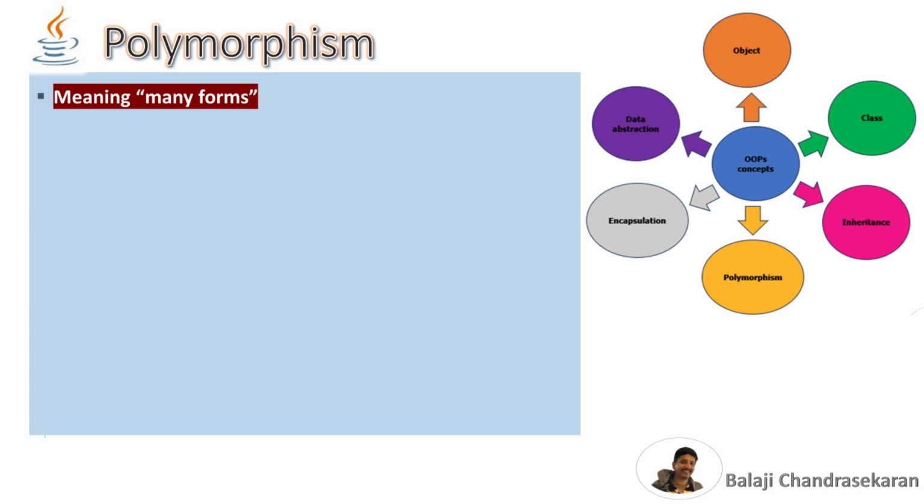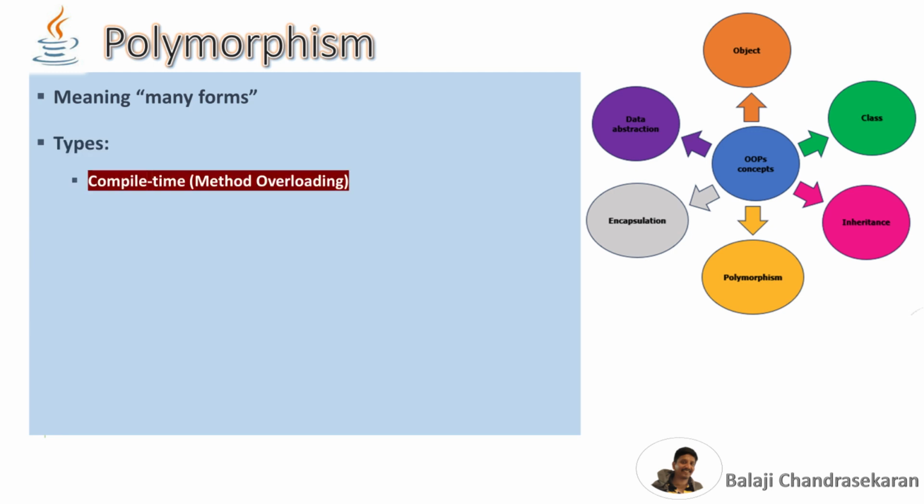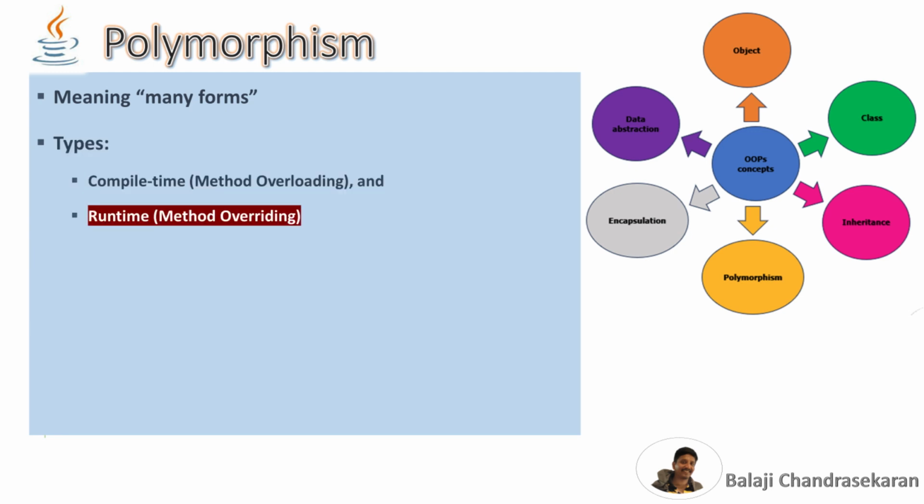Polymorphism is derived from two Greek words, poly and morphs. The word poly means many and morphs means forms. So polymorphism means many forms. There are two types of polymorphism in Java, compile-time polymorphism and runtime polymorphism. We can perform polymorphism in Java by method overloading and method overriding.